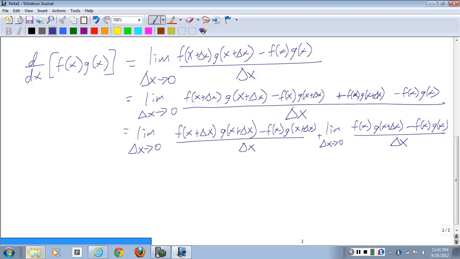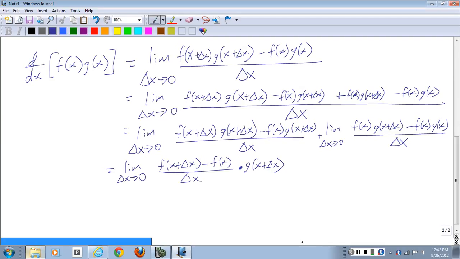Good things are supposed to happen. The good thing that happens here is that this has a g of x plus delta x in both expressions there. So I'm going to factor it out. This equals the limit as delta x approaches 0 of f of x plus delta x minus f of x over delta x times g of x plus delta x.